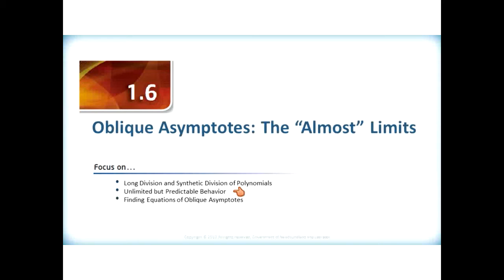So oblique asymptotes are kind of a funny thing. They're an asymptote that is neither vertical nor horizontal. They're kind of slanted. Some folks even call them slant asymptotes, but we call them oblique. And we're going to look at how we find the equation of an oblique asymptote from a rational function and its equation. All right, so let's get started.